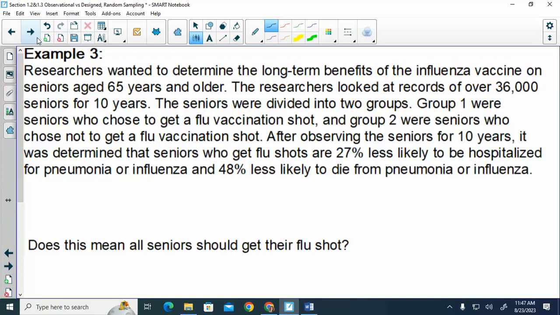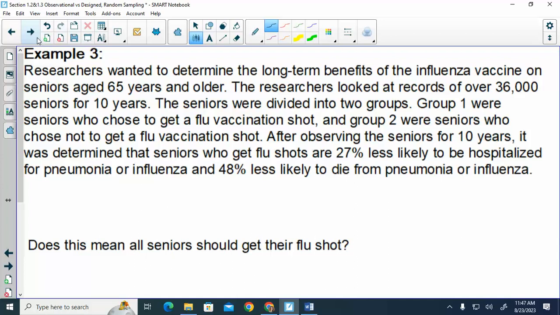After observing the seniors for 10 years, it was determined that seniors who got the flu shot were 27% less likely to be hospitalized for pneumonia or influenza, and 48% less likely to die from those things. Okay, so after looking at this, does that mean all seniors should get their flu shots?